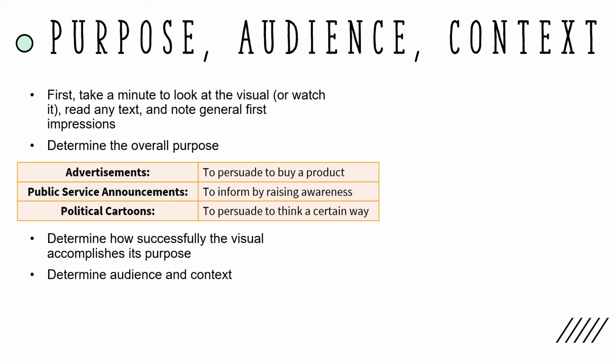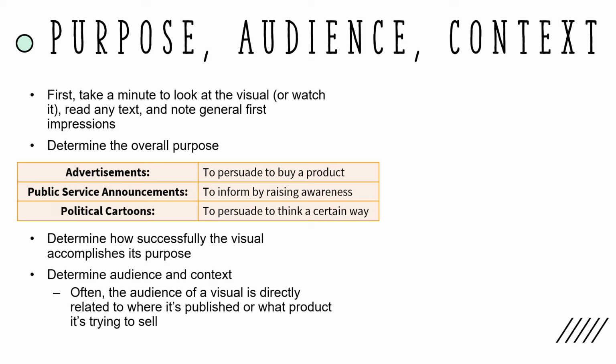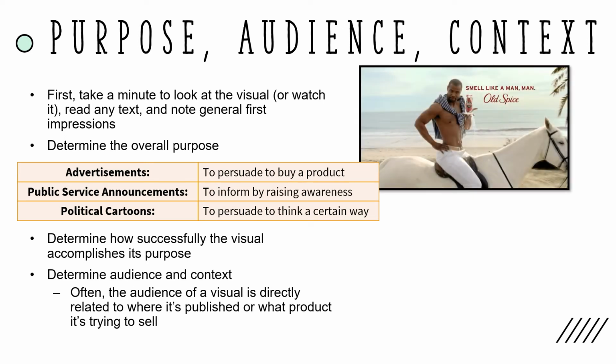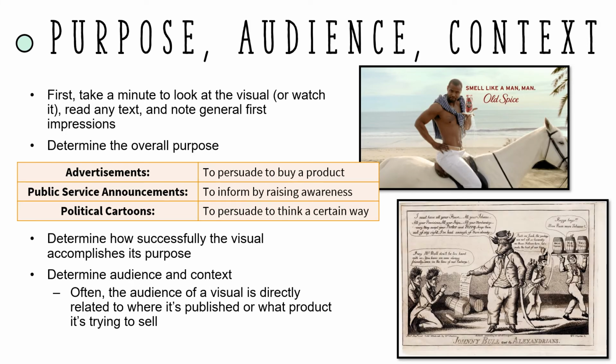Next, determine the visual's audience and context. Often, the audience of a visual is directly related to where it's published or what product it's trying to sell. For example, an ad for men's deodorant in Men's Health magazine likely targets men. Political cartoons depend greatly on current political, social, and cultural context and are generally published in media sources like newspapers.